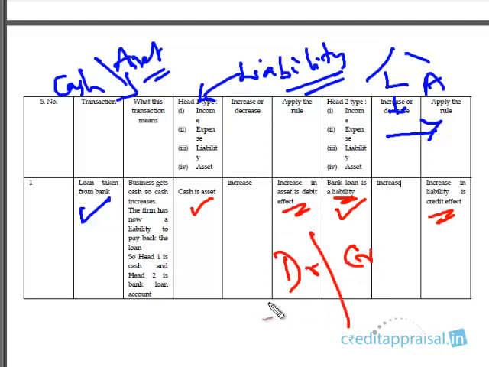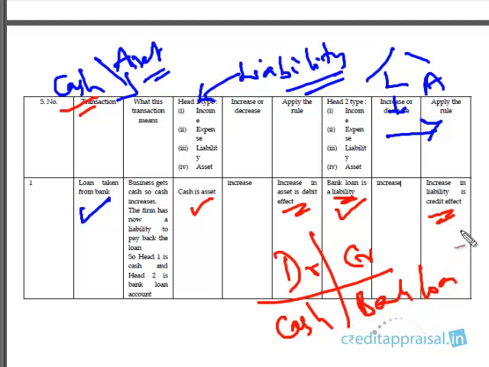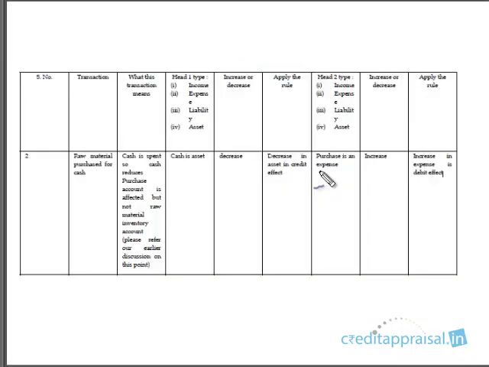For every transaction you have to identify which are the two heads. Here it is the cash account and the bank account, right? And the debit effect will be the asset. So here is the cash, and here the bank loan account is the credit effect. So for every transaction you have to identify which are the two heads that are affected, and which is the debit effect and which is the credit effect. Let us take another transaction.